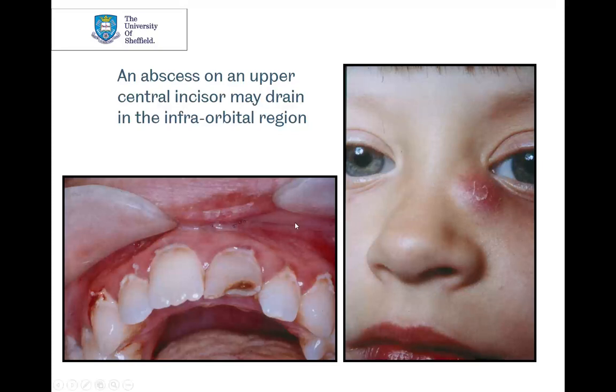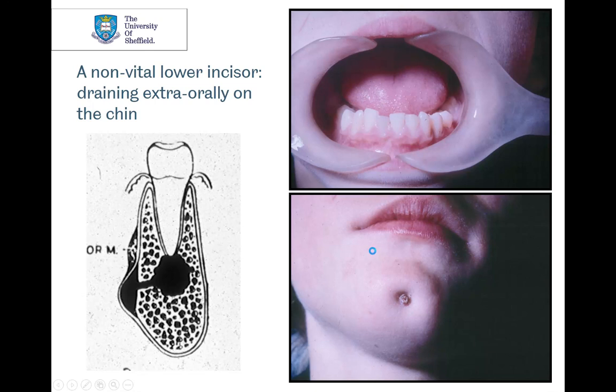Here's another example, and this time in relation to an upper central incisor. We can see the pus is draining into the soft tissues of the face in the area just under the eye. It's related to this non-vital central incisor here. And even at times we get it, and this is very similar to the one earlier with the chronic abscess, which may well drain within the mouth. Here, the draining point is below the attachment of the muscles of facial expression, and so we're getting a draining sinus actually onto the chin, onto the facial skin. This can be significant.